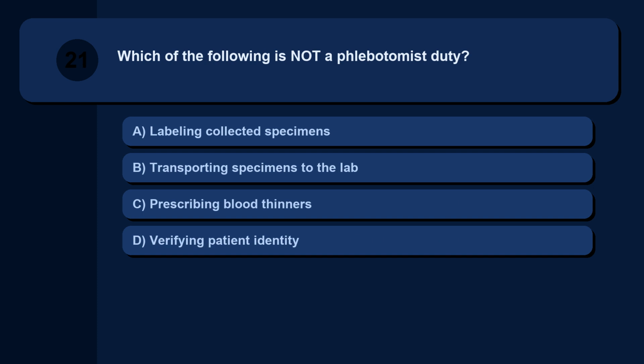Question 21. Which of the following is not a phlebotomist's duty? Labeling collected specimens. Transporting specimens to the lab. Prescribing blood thinners. Verifying patient identity. Prescribing medications, including blood thinners, is outside the phlebotomist's scope of practice and requires a licensed prescriber such as a physician or nurse practitioner.